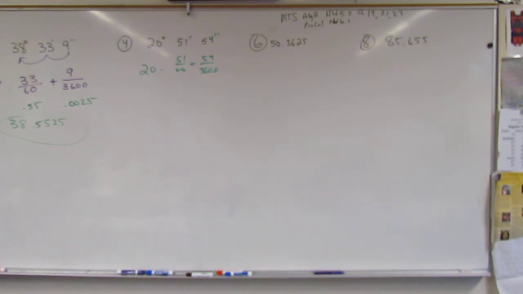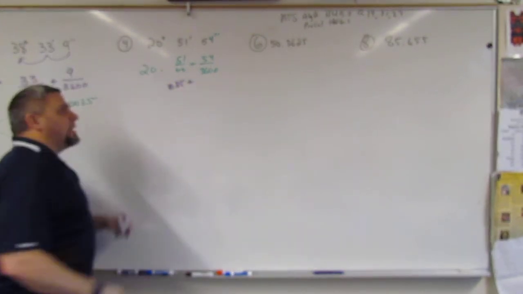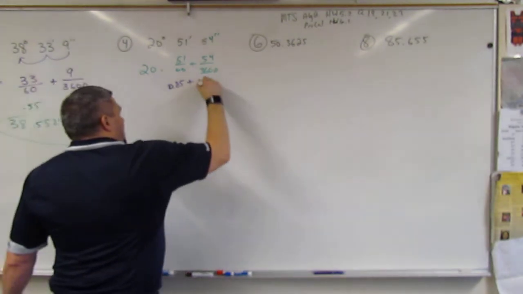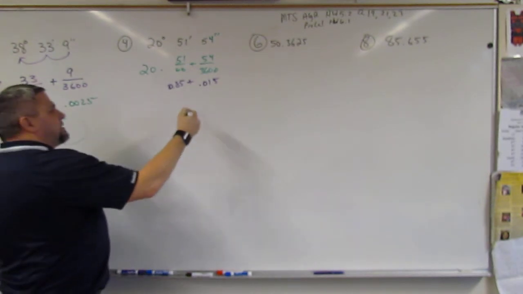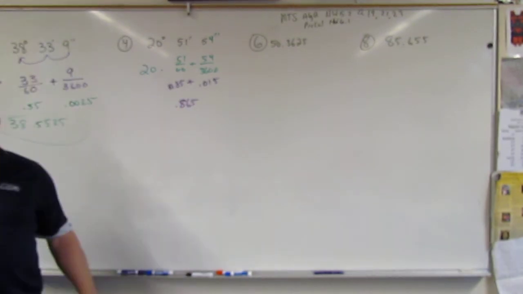Alright, so I have another question. We got 51 divided by 60, which is 0.85. There you go. And then 54 divided by 3,600, which is 0.015. So that should come out to be 0.865, is that right?